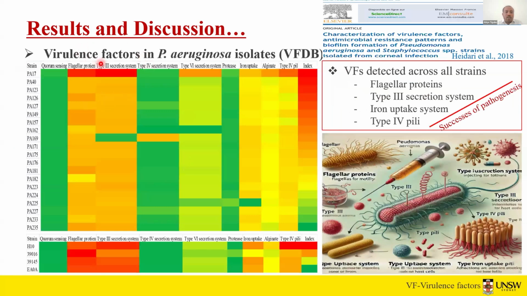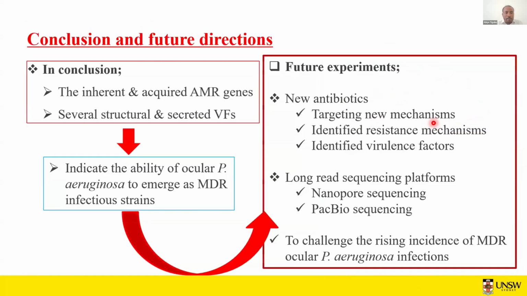And lastly, the virulence factor analysis shows that the majority of the virulence factors in ocular Pseudomonas aeruginosa isolates are flagellar proteins, the type 3 secretion system, the iron uptake system, the type 4 pili, and other virulence factors were also detected. Those virulence factors may help this opportunistic pathogen to successfully colonize the human body and lead to infection in the cornea and other parts of the human body.